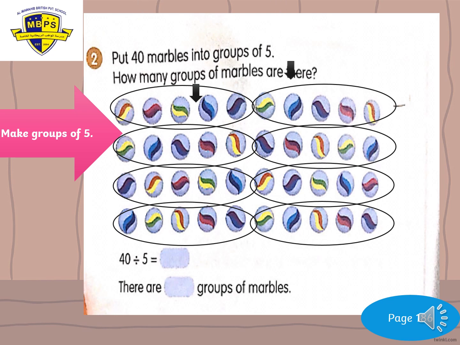1, 2, 3, 4, 5, 6, 7, 8. So when I have 40 marbles and I group them in groups of 5, how many groups I have? 8 groups. So now 40 divided by 5 equal how many? Very good, equal 8. So I have 8 groups of marbles.